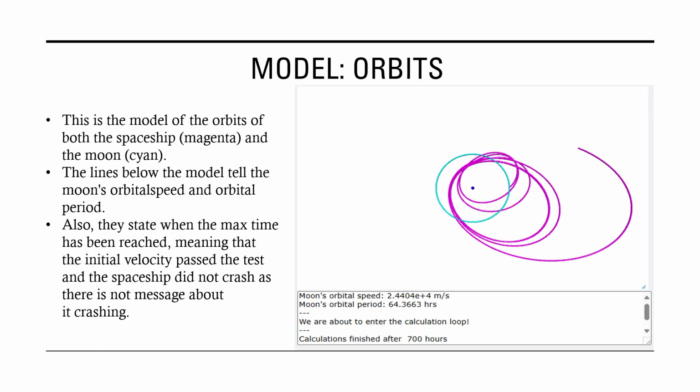Model orbits. This is the model of the orbits of both the spaceship, which is magenta, and the moon, which is in cyan. The lines below the model tell the moon's orbital speed and orbital period. Also, they state when the max time has been reached, meaning that the initial velocity passed the test and the spaceship did not crash, as there is not a message about it crashing.